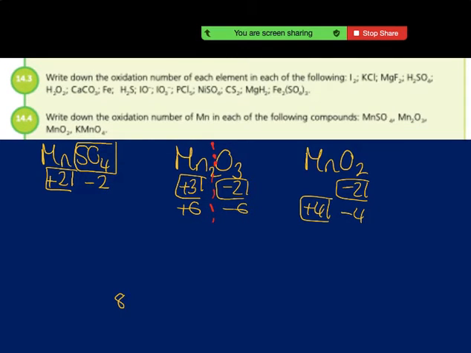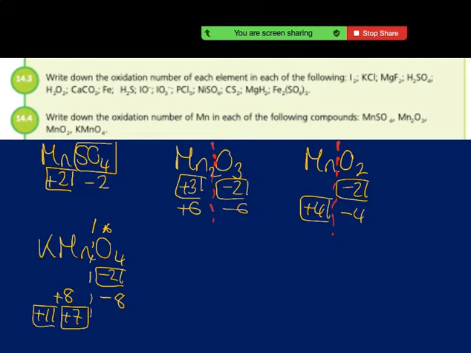In MnO2, again, oxygen -2, I have 2 of them, -4. It makes the other side have to be +4. And in the last one, the KMnO4, the potassium will be +1. Oxygen is -2. I have 4 of them, -8. So the whole of the other side must be +8, which must make the Mn here +7.